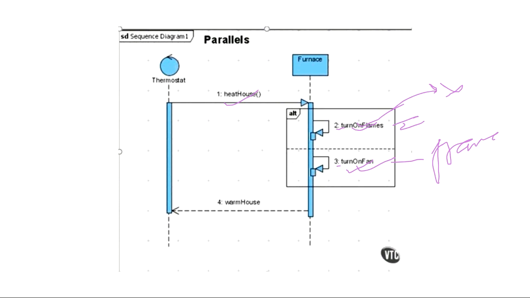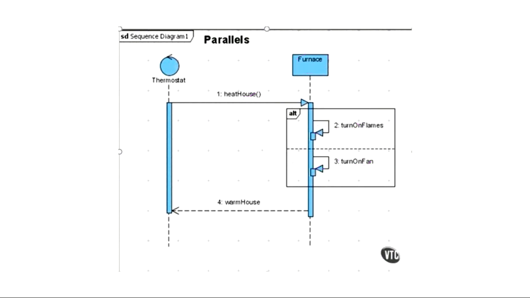But what this furnace object needs, both these messages should be sent parallelly. एक साथ ही दोनों काम होने चाहिए, दोनों ही रिकर्सिव मैसेज एक साथ सेंड होने चाहिए सिस्टम में, एक के बाद एक नहीं. जैसे ही फ्लेम्स ऑफ हो रही है तुरंत फैन ऑन होना चाहिए. ऐसा नहीं कि पहले सारी फ्लेम्स ऑफ करोगे फिर सारे फैन ऑन करोगे, ऐसा नहीं होना है. These two things are happening in parallel. So what we can do, we can create a parallel frame.